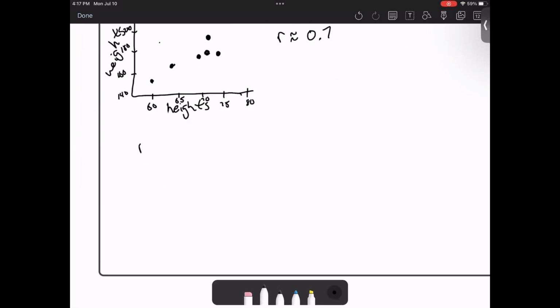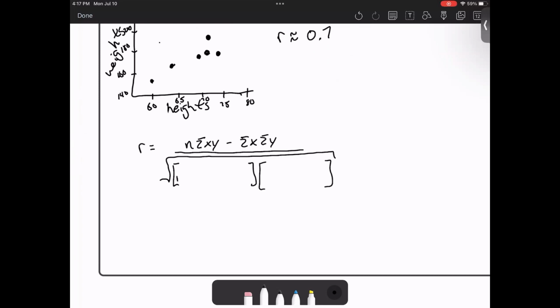The equation for the Pearson correlation coefficient is given to us by n, the number of data pairs, times the sum of the product of x and y, minus the product of the sums of x and y. And then we divide by a square root, which has 2 factors. N times the sum of the x squareds minus the square of the summed x's. And it's the same thing over here, except for y's. We use the other data set.